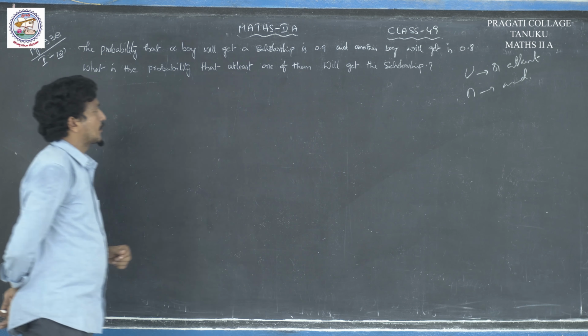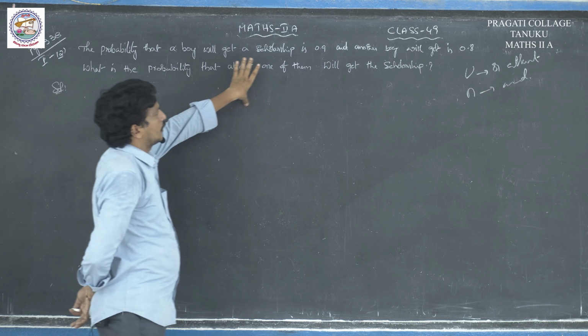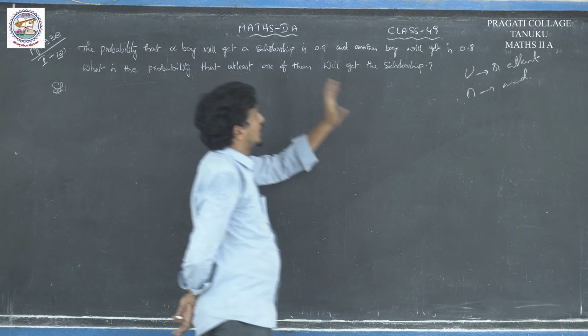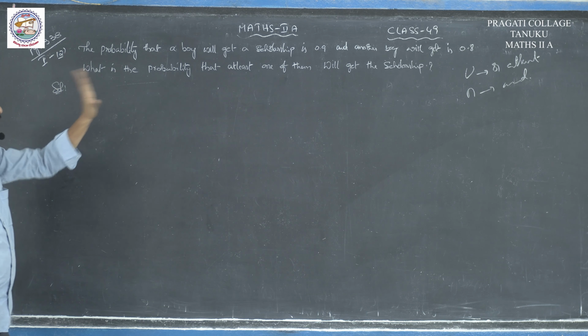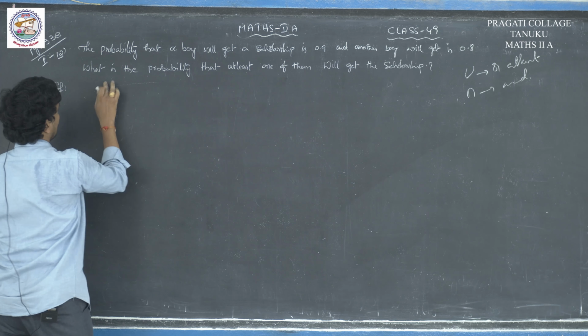Here in this problem we observe that the probability that a boy will get a scholarship is 0.9, and another boy will get a scholarship is 0.8. There is no relation between the first boy and the second boy, so these are independent events. Okay, first of all, write the given data.